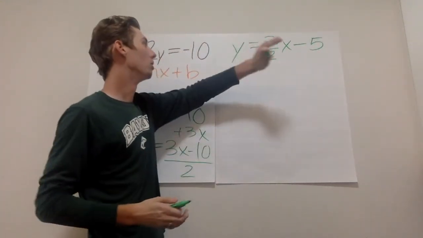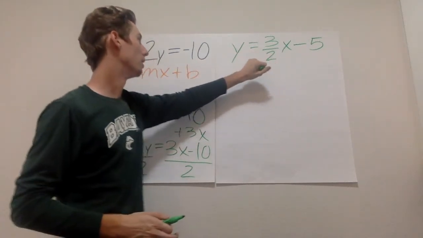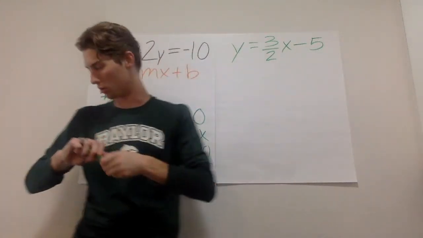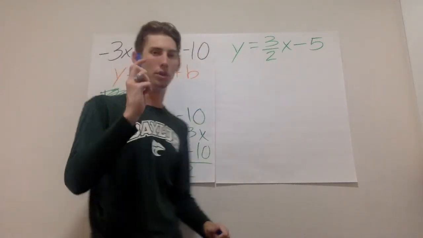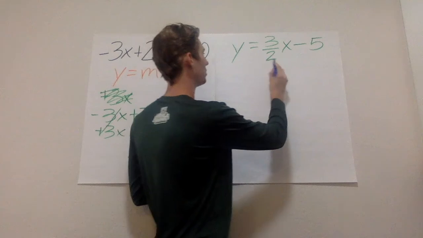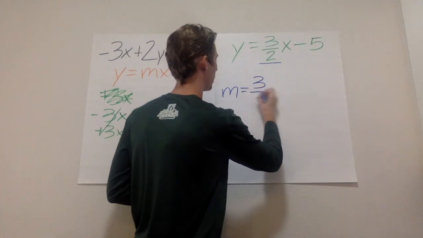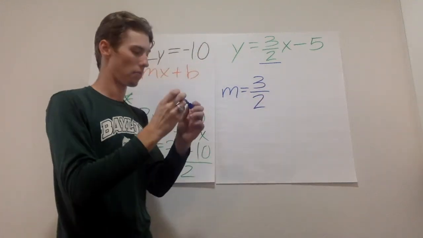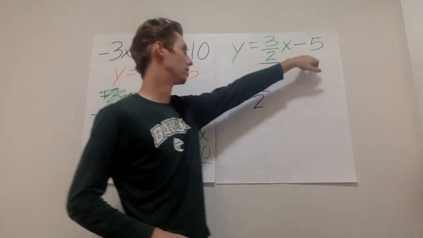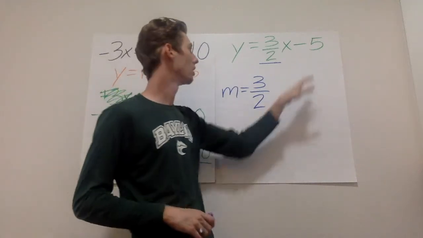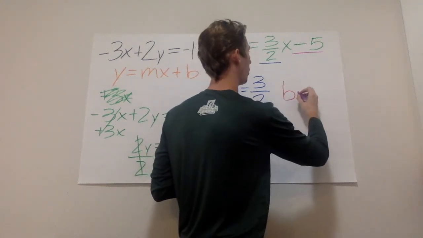All right, so now if we compare this to our y equals mx plus b, you can see that it fits the form much better. Now let's identify our m and our b just like we normally would. We know that m hangs out with x at all times, so that means m equals 3/2. Okay? And for our b, we know that it is by itself and it's on the side with the x. So we've got this minus 5. That is going to be our b, our y-intercept.